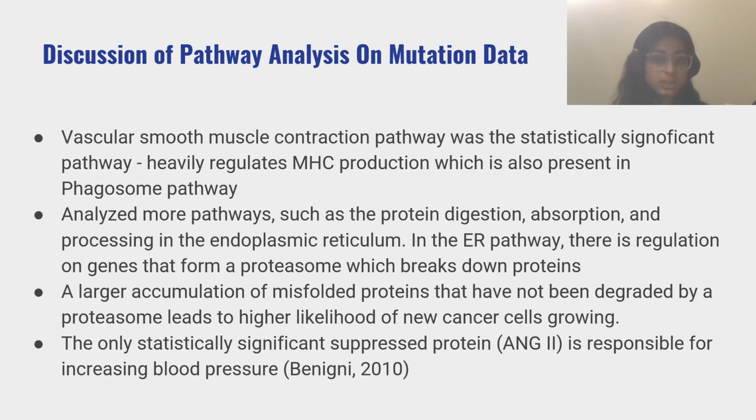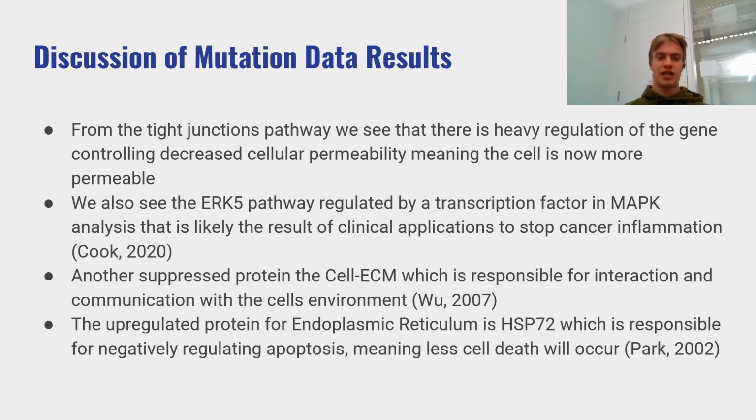Looking at other pathways, we see more regulation of other proteins that help reduce cellular apoptosis and create an accumulation of misfolded proteins. Continuing this discussion, in tight junctions as well as in focal adhesions, the cell ECM comes into play. From these, we see that the cell is having increased expression and interaction with its environment. We also see the ERK5 pathway regulated by a transcription factor. However, that's likely the result of clinical applications to stop cancer inflammation. Additionally, there's an upregulated protein in the endoplasmic reticulum, which is HSP72, which is responsible for negatively regulating apoptosis. Having a defect on this gene means less cell death will occur.